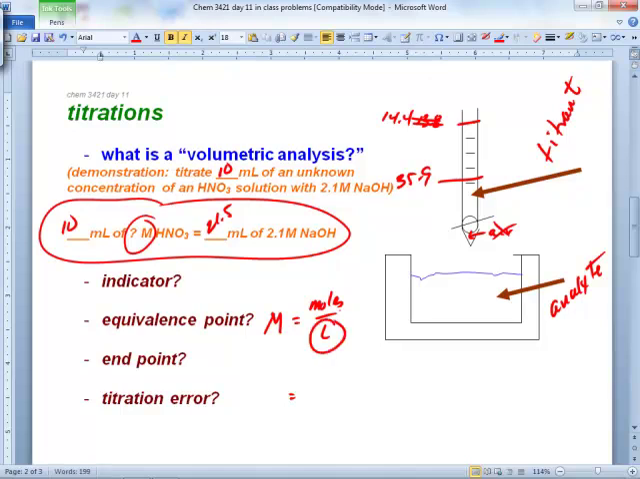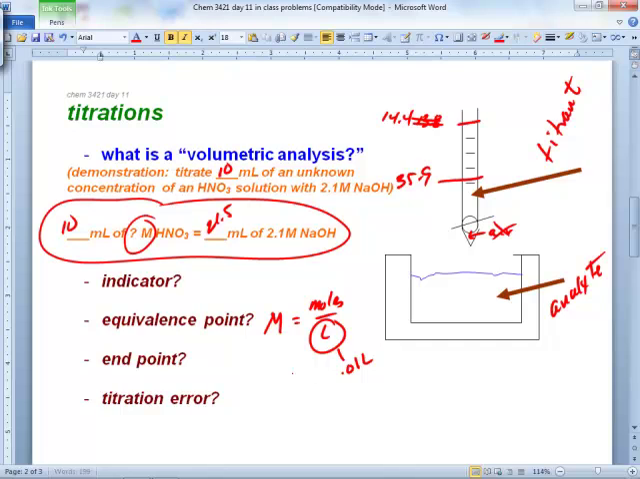That's how much did we titrate? How much of this stuff? Because we're looking for the molarity of the HNO3. What's the volume of it? 10 mils, which is 0.01 liters. Right? So this guy is 0.01 liters. The only part we need to figure out is the moles of HNO3. Right?